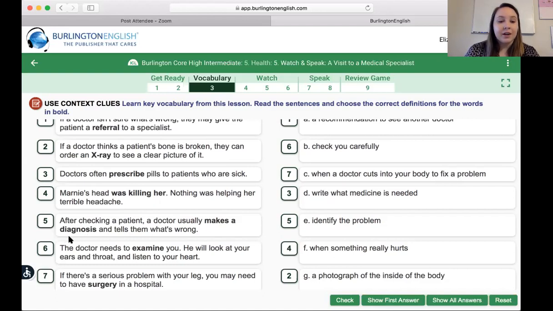Let's look at this word here. Diagnosis. Good. Make a diagnosis. Okay. Examine. Examine. The last one, surgery. Surgery. Good.